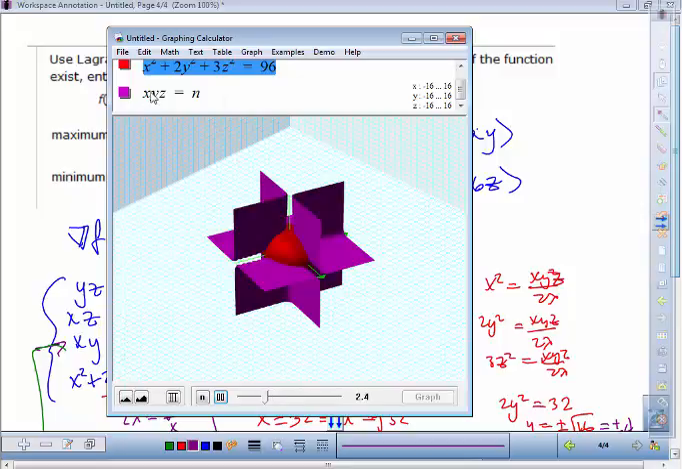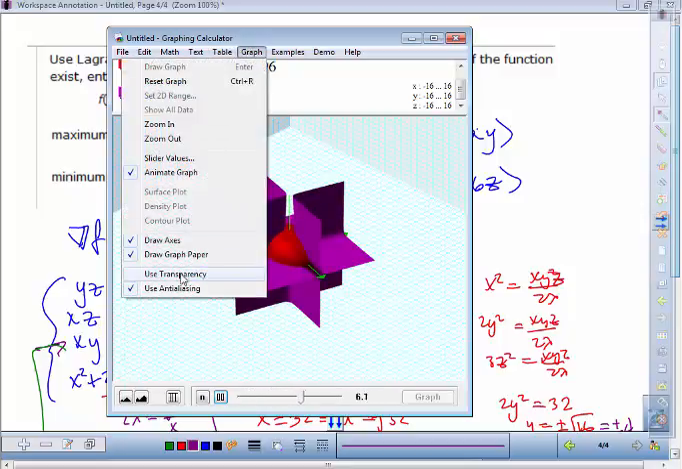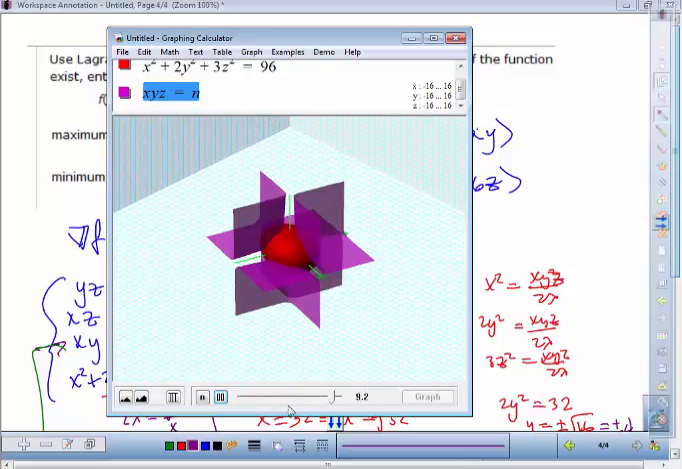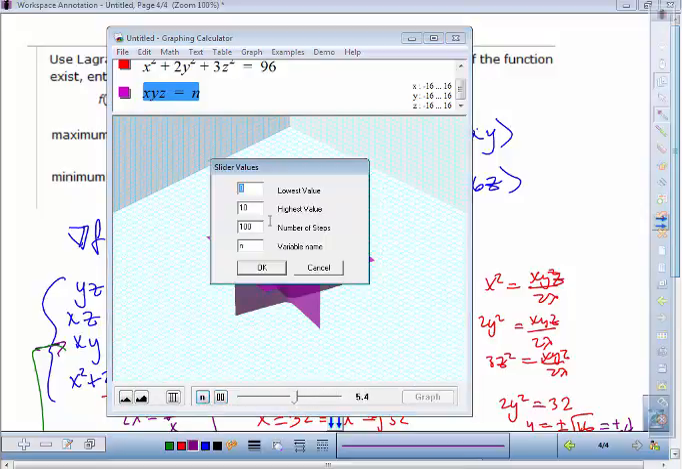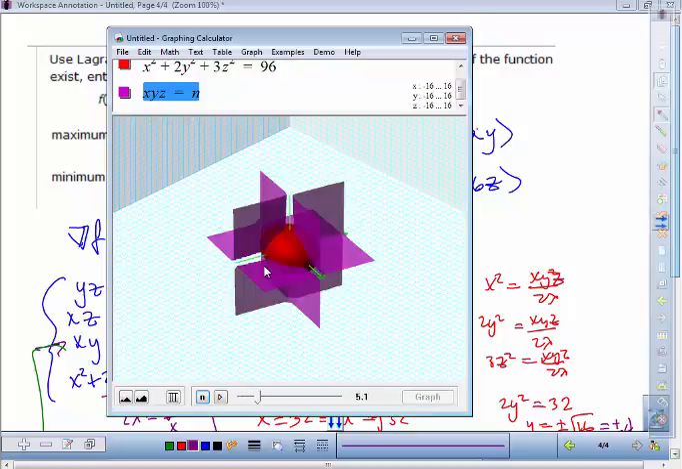Actually, we don't need to make that transparent. This one we'll make transparent. So it's a subtle change. Let's change our n values to go to 30 with steps of 100, and then you can see how the level surfaces change over different values of n.